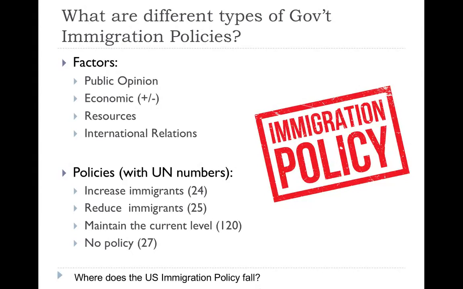When we look at the policy specifically with the United Nations numbers, right now there are 24 countries in the United Nations who are increasing immigrants, 25 who are trying to reduce the number of immigrants, and 120 who are trying to maintain the current level that they are currently at. And then there's 27 member countries that don't have an immigration policy at all. And so when we look at the United States, the question is, where does the United States fall on immigration policy? Our immigration policy has changed quite a bit over the last decade or so. We'll go a little bit more in depth on it a little later too.